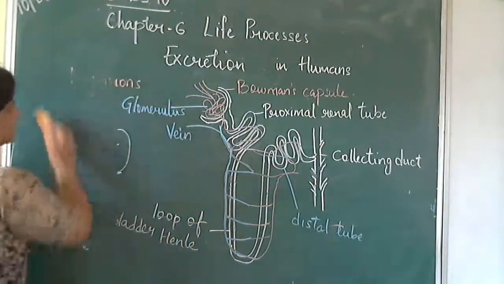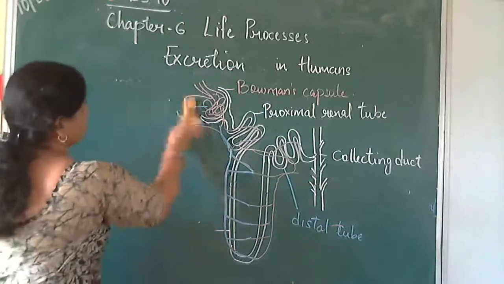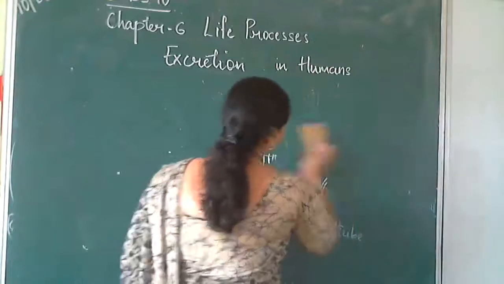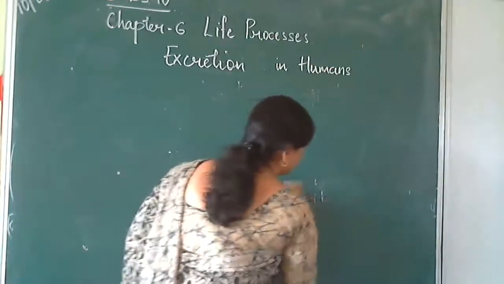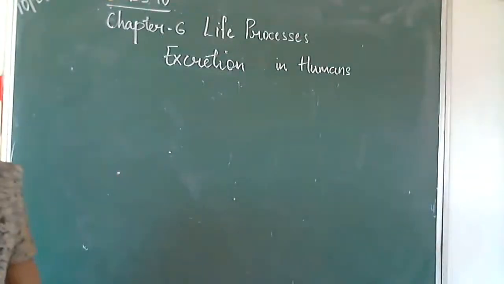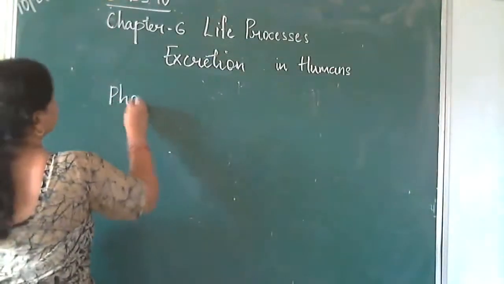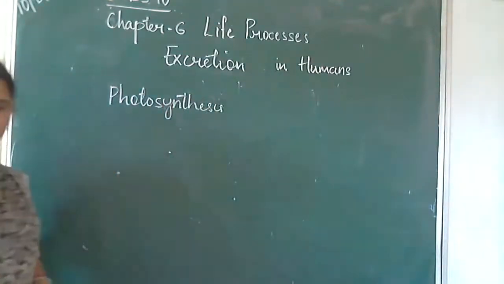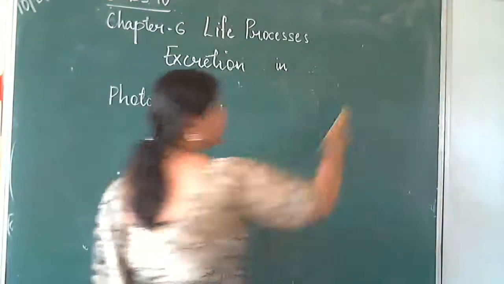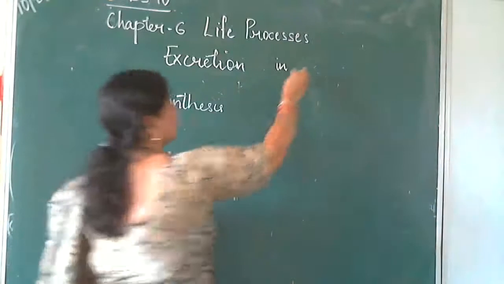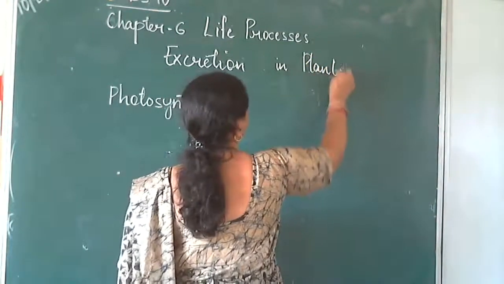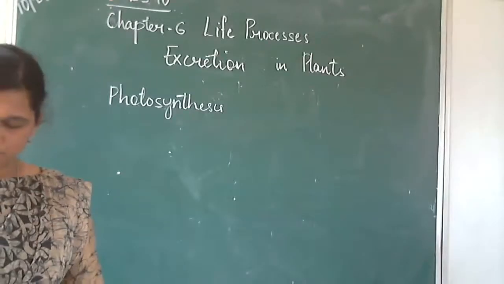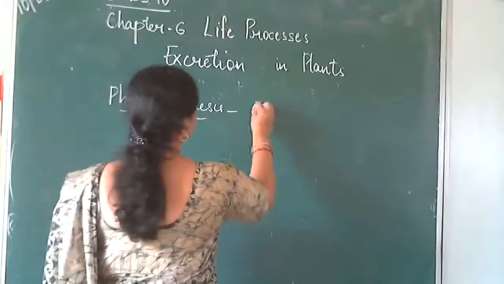Okay, now we'll go to excretion in plants. Even plants generate waste. So how is this waste removed in plants? In photosynthesis, can you tell me what is the waste generated? Can anyone tell me, during photosynthesis, what is the waste generated? Oxygen. Very good. So during photosynthesis, oxygen is the waste.